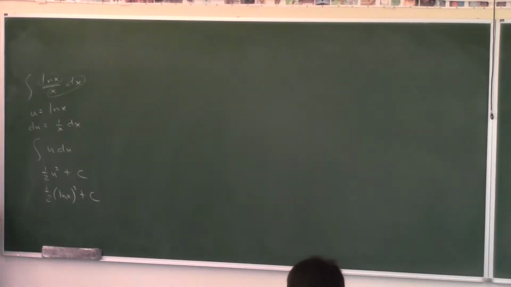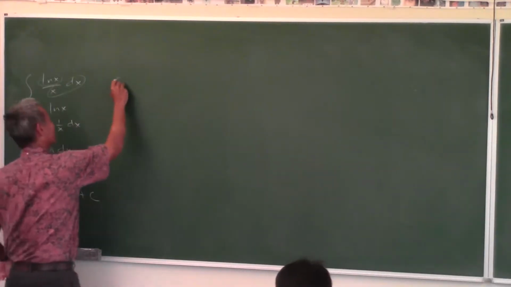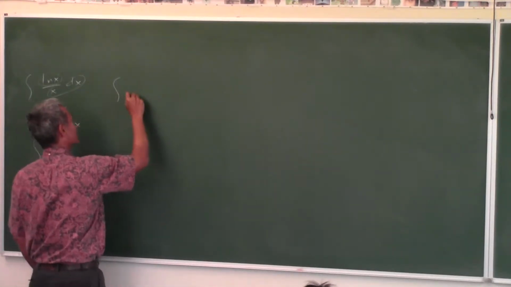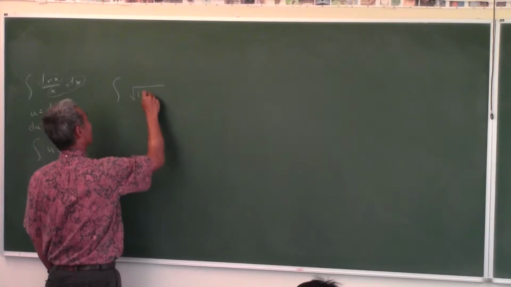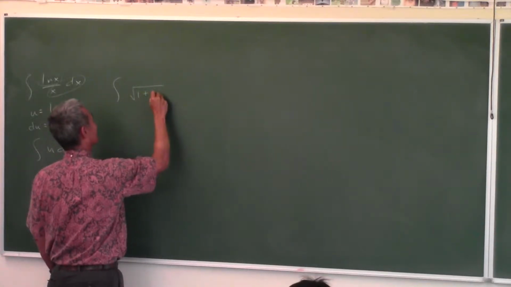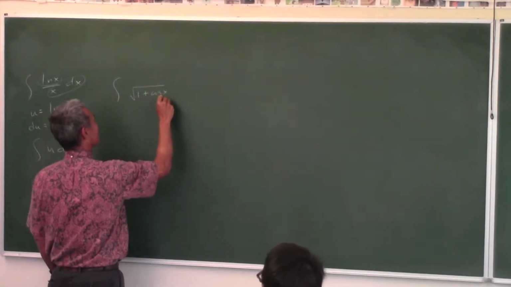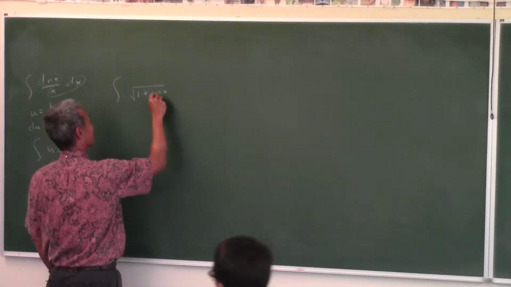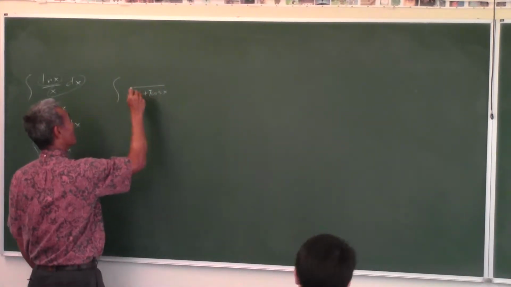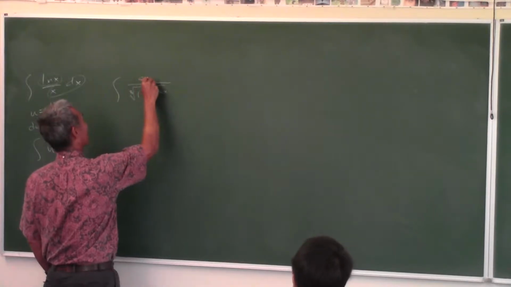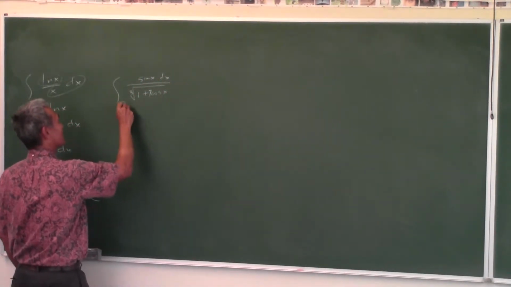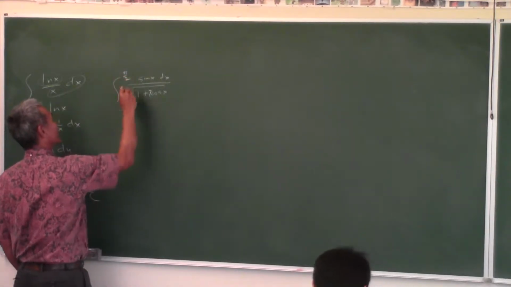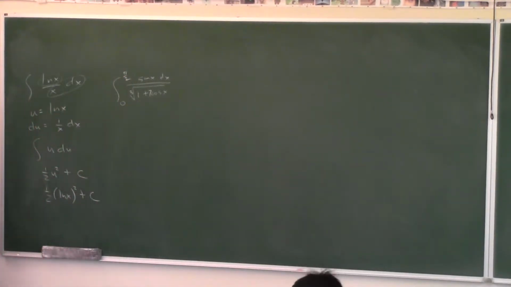Okay, let's do another one with limits on it. Integral, okay, let me think. Square root of 1 plus 7 cosine x times cube root sine x dx from 0 to pi over 2. There, I just made a problem.